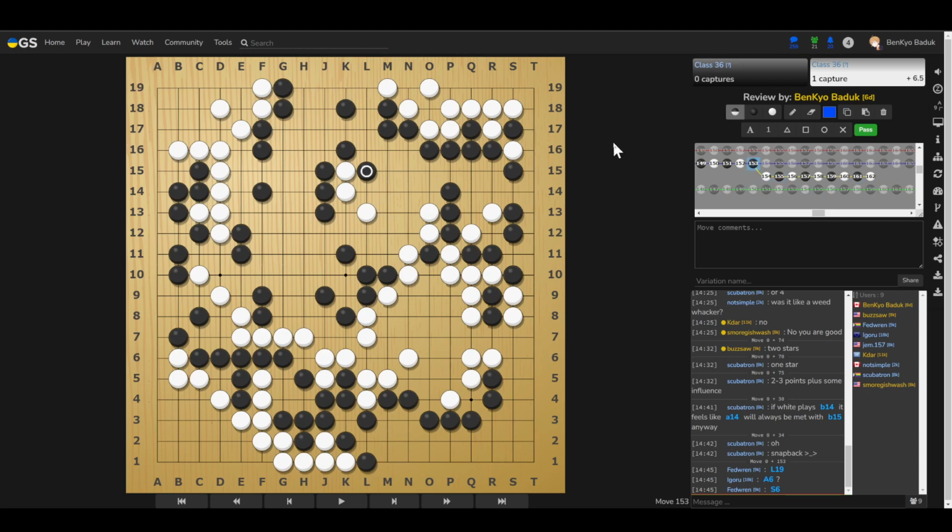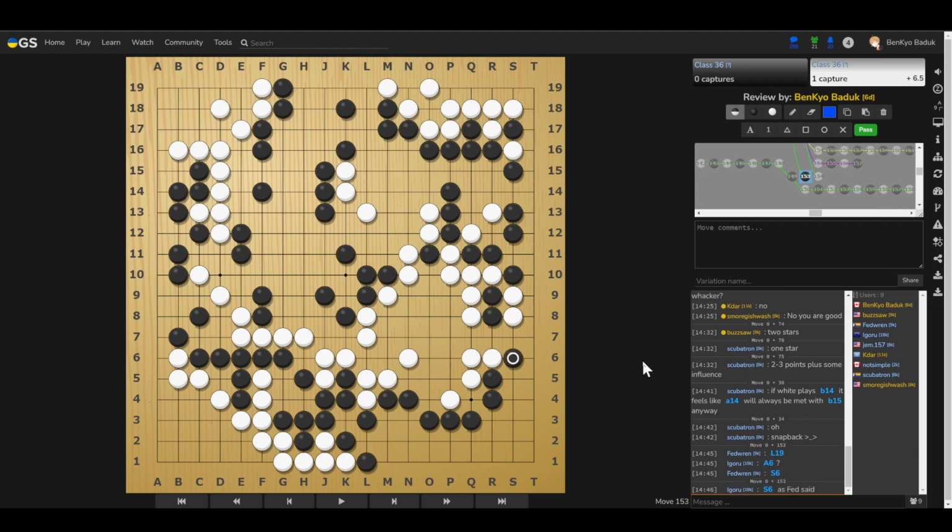A6. No, A6 is 2 points. A6 gets white 1 point and gets white a 1 point follow-up. So it's too small. S6. Yeah, S6 is big. S6 is going to be somewhere, I'm going to guess it's about 8 points. So it's going to go like this.